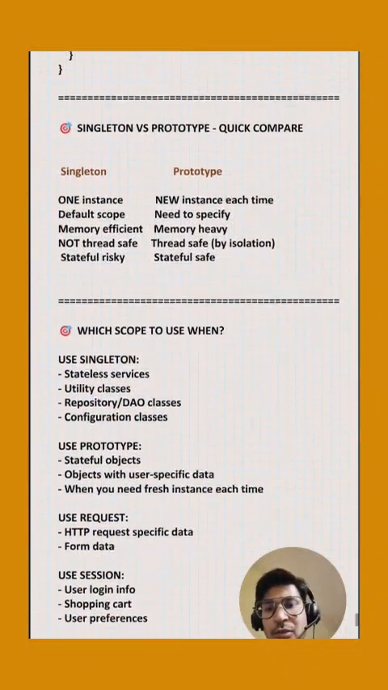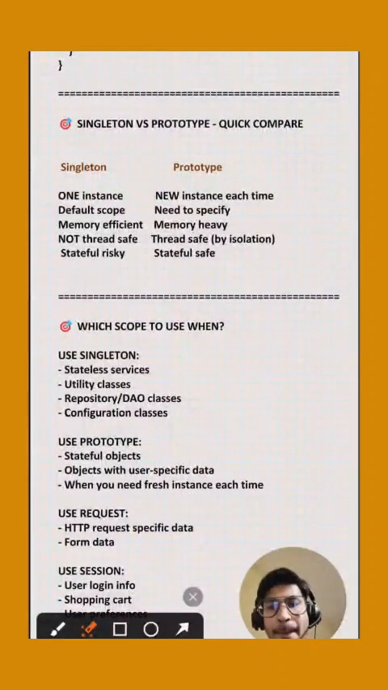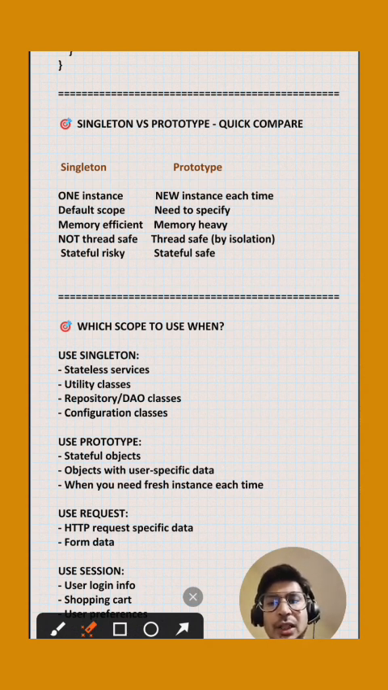So what are singleton and prototype? For singleton, one instance will be created, and for prototype, a new instance of the bean will be created each and every time for every request. Singleton is the default scope, and prototype needs to be specified. Singleton is memory efficient because of one instance, and prototype is memory heavy because every time it creates a new instance. Singleton is not thread safe, while prototype is thread safe by isolation. Singleton is risky for stateful beans, and prototype is stateful safe.